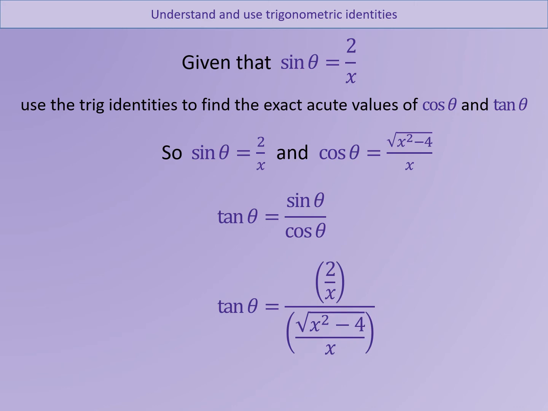It looks a little bit scruffy, so I'm going to play around with this, and I know that dividing by a fraction is the same as multiplying by the reciprocal of that fraction. So if I multiply by x over root x squared minus 4, the x's are going to cancel and it will leave me with 2 over root x squared minus 4.